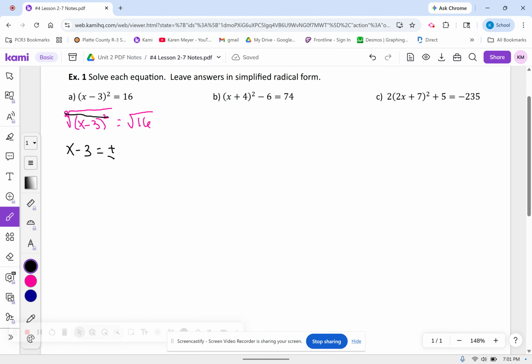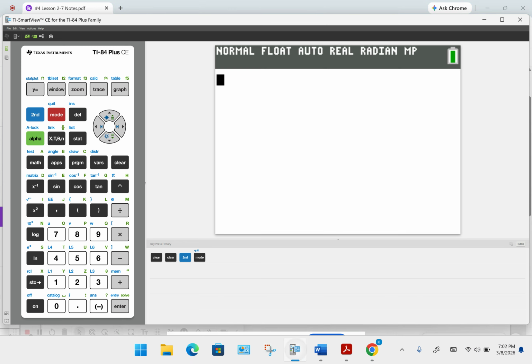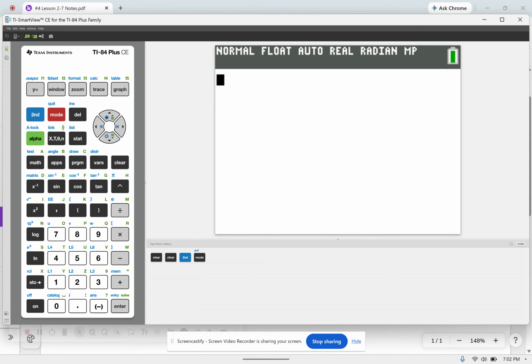One of 2 things is going to happen. Either this is going to be a perfect square, or it's going to be a number that we have to do the factor tree for. So how are we going to know? Well, if you know your perfect squares, yay for you. If you don't know your perfect squares, then you're going to go to your calculator, which I have here, and you're going to test it.